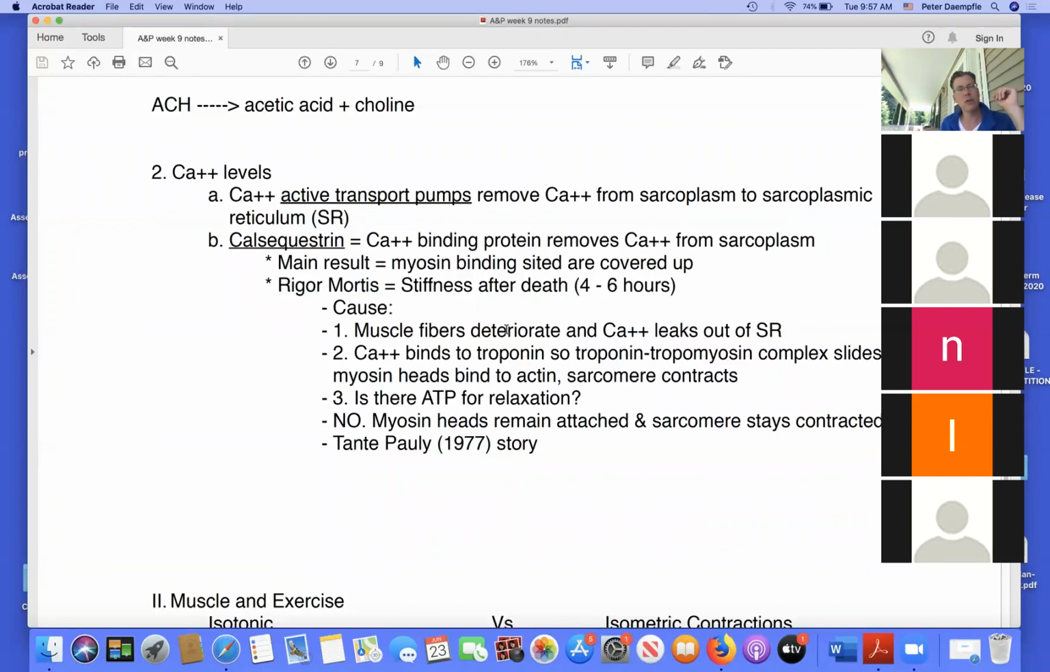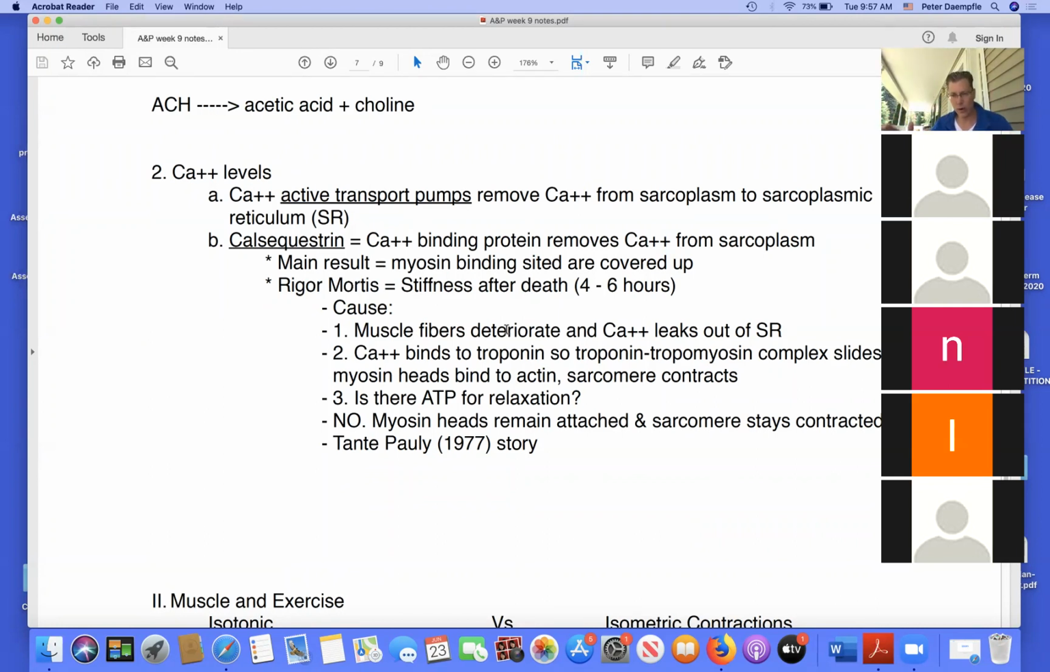How come the individual doesn't relax? They don't relax because it takes ATP. The last step of the sliding filament theory is relaxation. It takes ATP to unbind the actin and myosin and allow the muscle to relax.